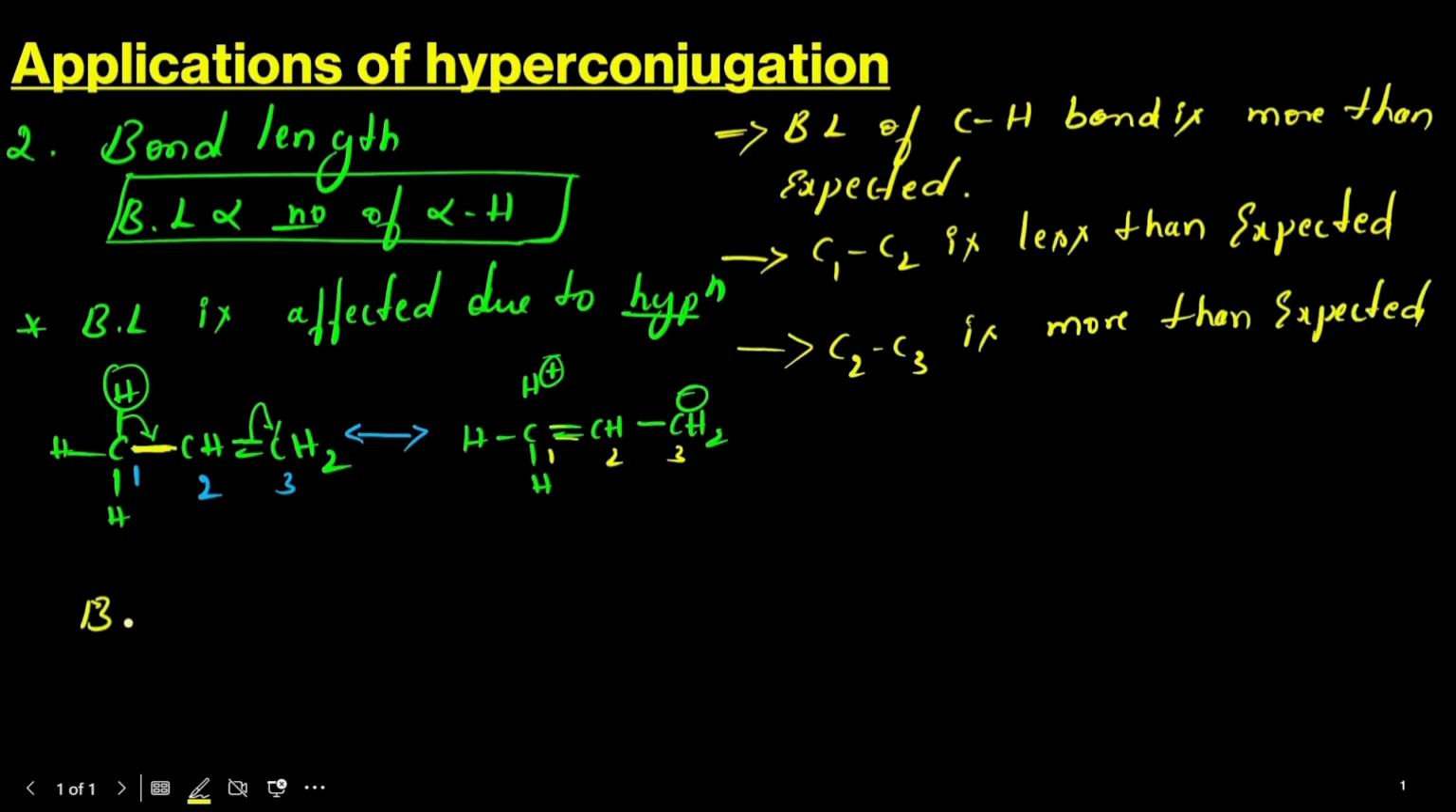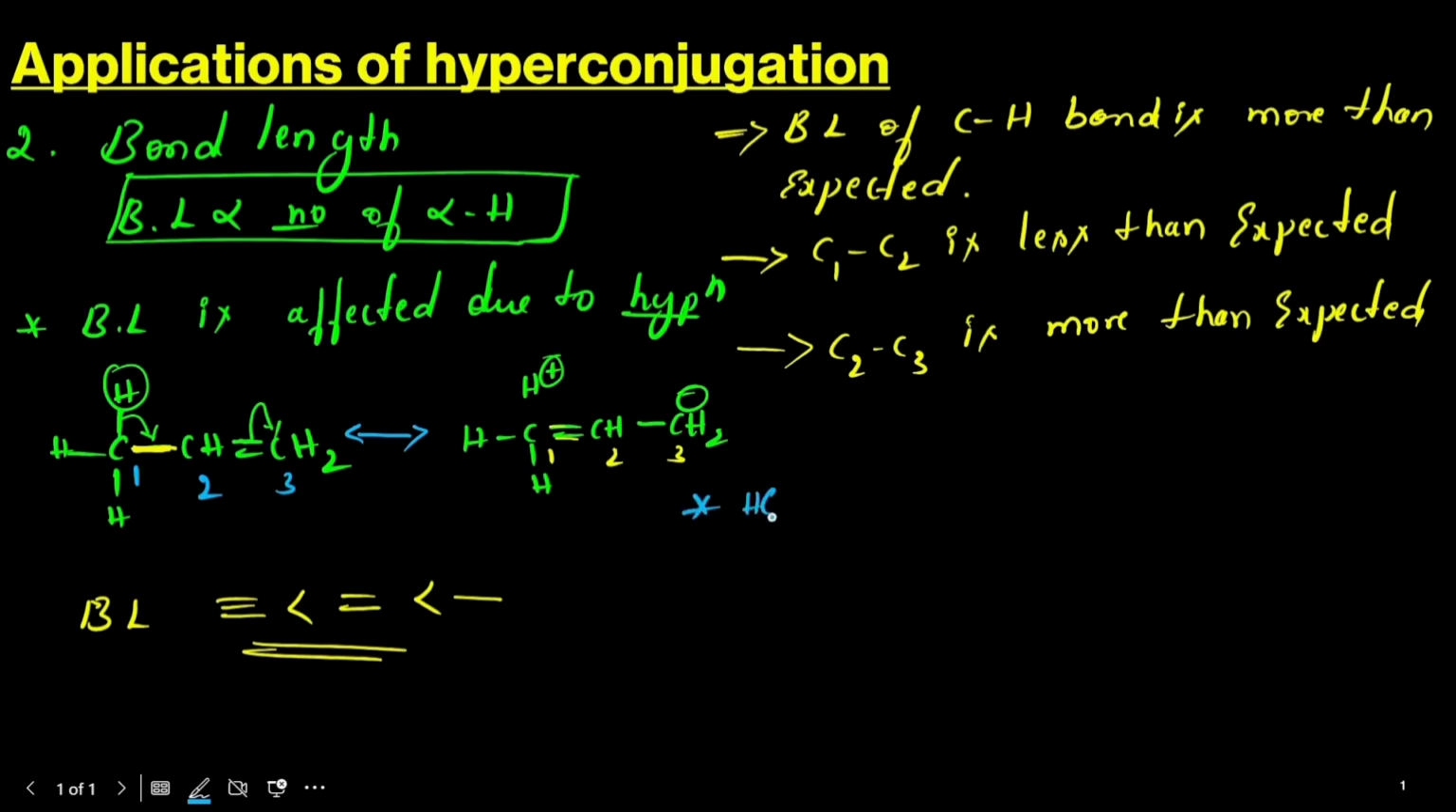And we know the bond length order: alkyne is less than alkene is less than alkane. This is the bond length order. So the bond length between C1 and C2, the single bond converting into a double bond, is decreased. And for C2 and C3, the double bond is converting into a single bond, therefore the bond length is more than expected. We will take one example.